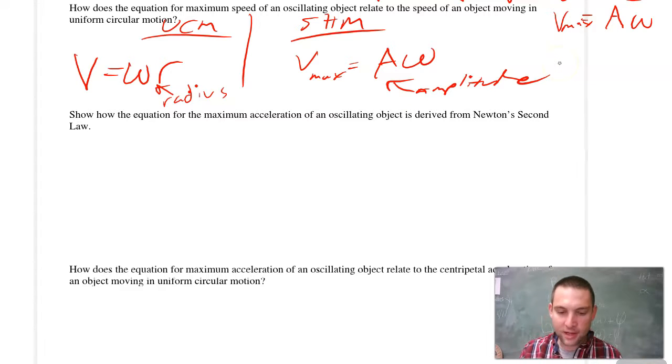Show how the equation for maximum acceleration of an oscillating object is derived from Newton's second law. Newton's second law tells us the stuff that makes it go minus the stuff that holds it back equals mass times acceleration. So let's go ahead and do this. Oscillating object. Let's use Newton's second law. Pendulum could be gravity. Spring, stuff that makes it go, could be the spring force. Let's go ahead and use a spring for this one.